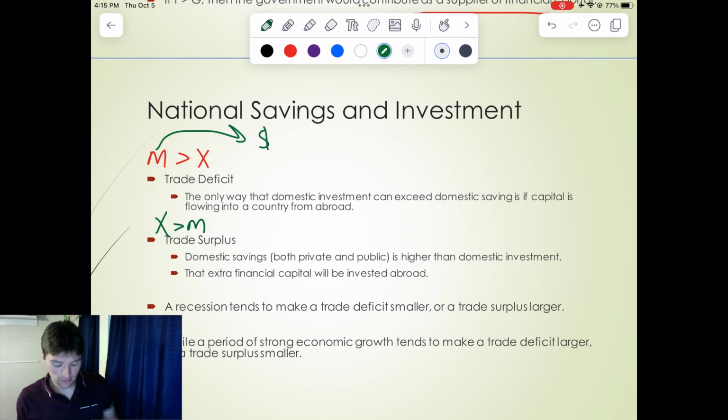While a period of stronger economic growth tends to make a trade deficit larger or a trade surplus smaller. What this means is when you have a period of economic growth, more people have more money. And what do you normally do with more money? You buy more stuff. So you buy more consumption and you buy more from other countries. So because you're buying more from other countries, your imports are going to be higher. And if your imports are higher, then you're going to have a trade deficit. So a recession could lead to a trade surplus. Economic growth could lead to a trade deficit.